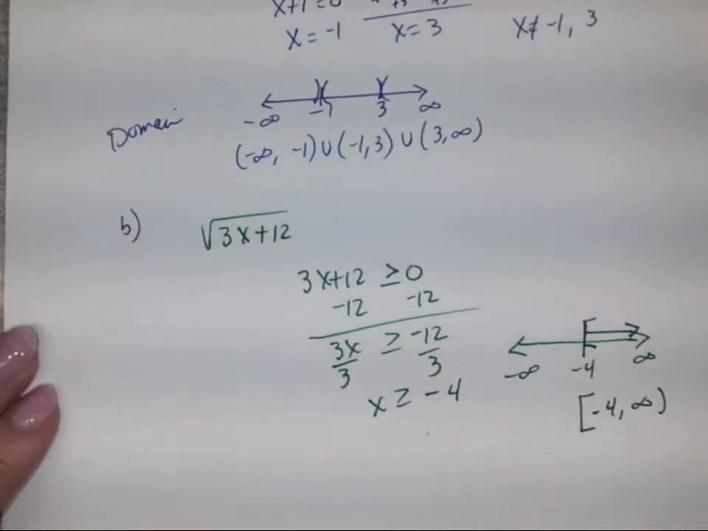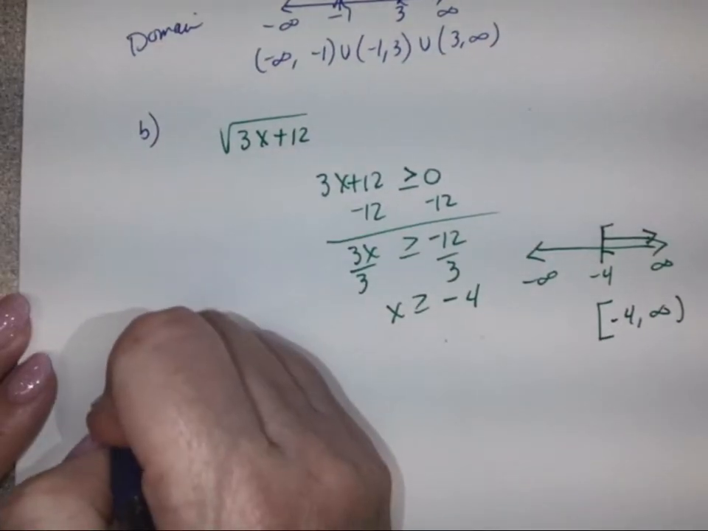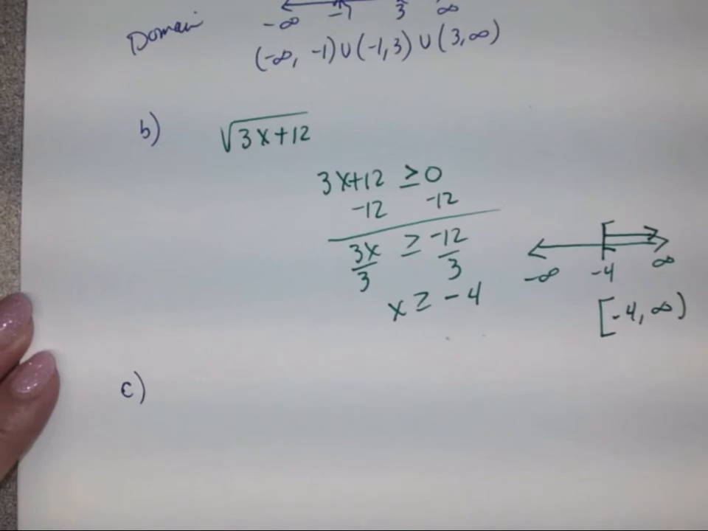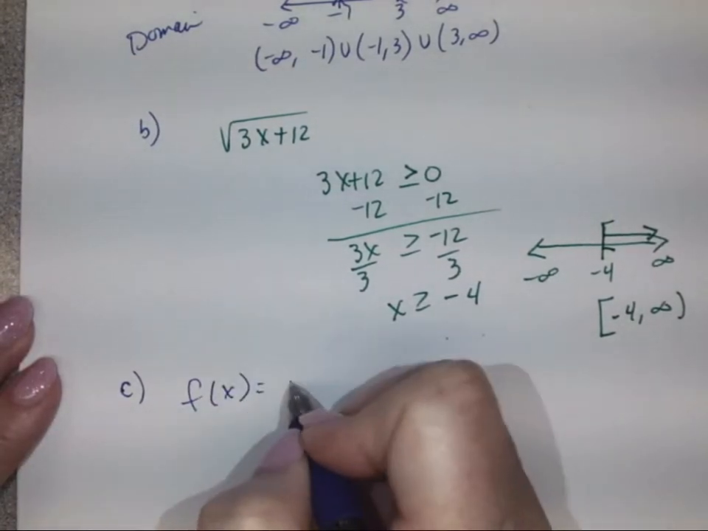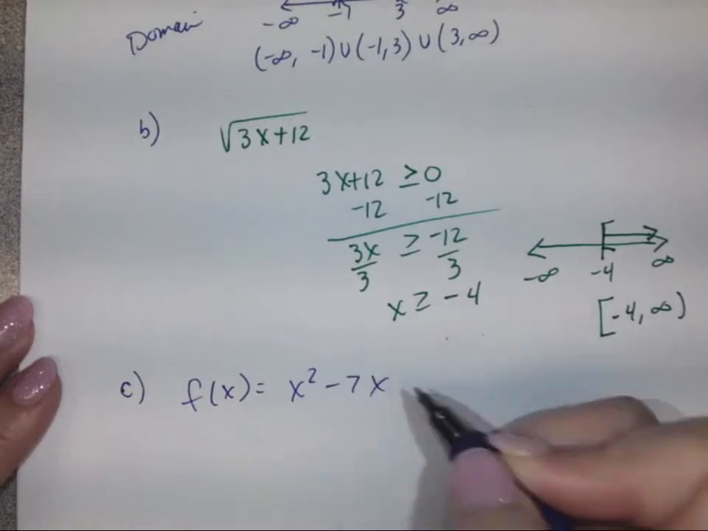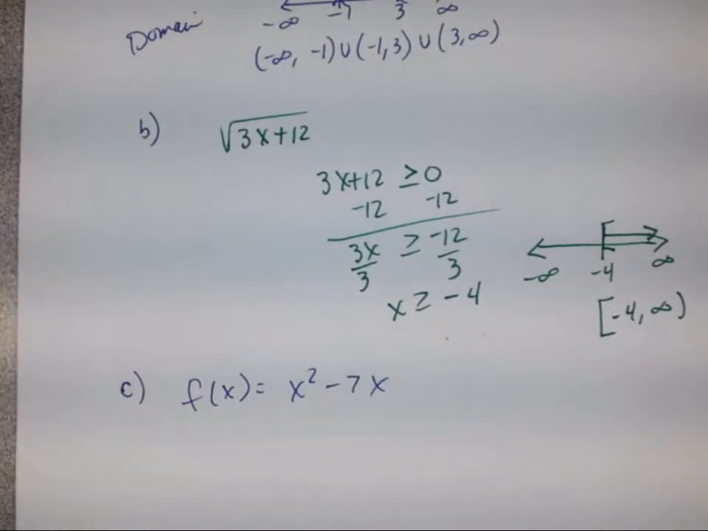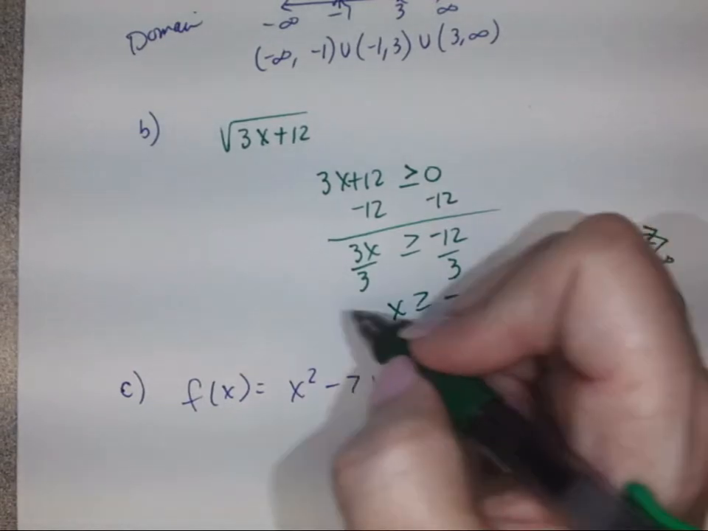So let's look at one more function. Let's call this part C. What if we have f of x equal to x squared minus 7x? And I want to find the domain of this function. So again, let me write this. This is our domain that we were looking for.